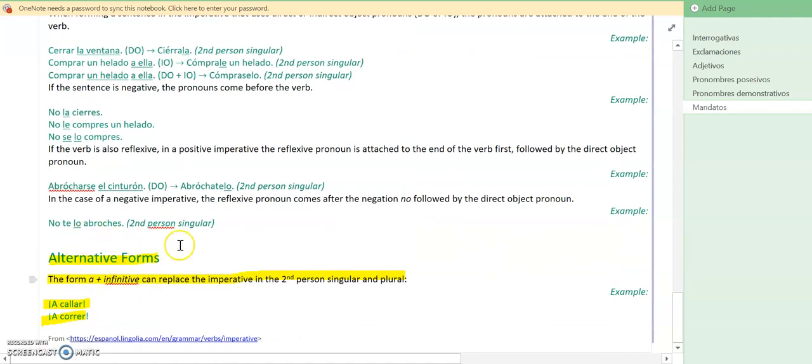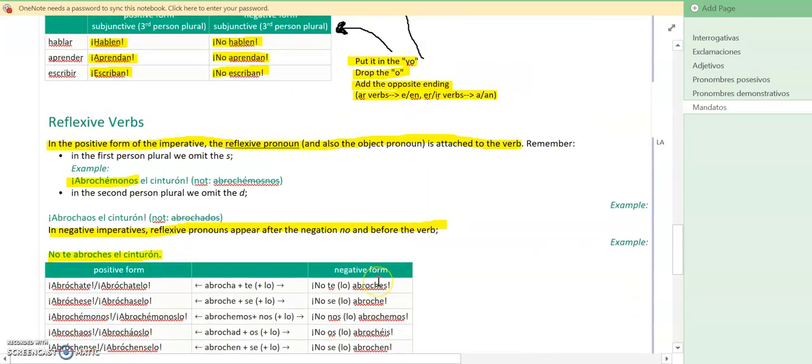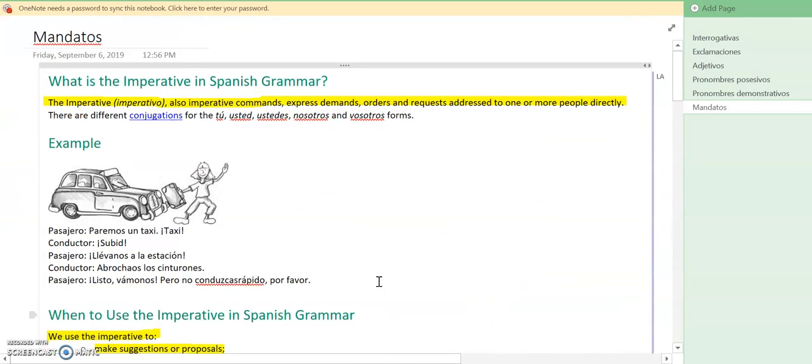It is worth noting that there is an alternative way to command people. You can put an a in front of the infinitive, and that is another way to get the same feeling across. So if you said a correr, it's kind of like let's run or get running. And that's an easier way to do a command because there's no conjugation required. So that is everything that you need to know about commands.